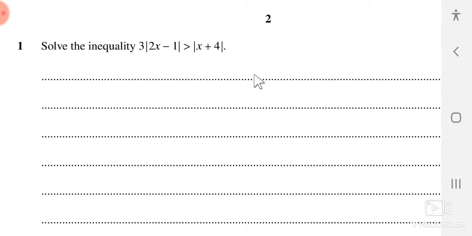This is the inequality, which carries the modulus function on both sides. Whenever you see modulus bars on both sides, the simple way is to square both sides. By squaring both sides you will have 9 times (4x² − 4x + 1), and on the other side x² + 8x + 16. Then bring your right side to the left side and simplify, and this quadratic inequality is greater than 0.